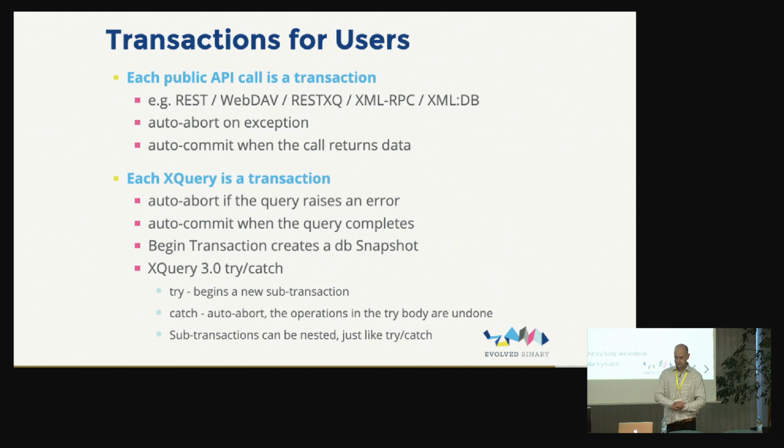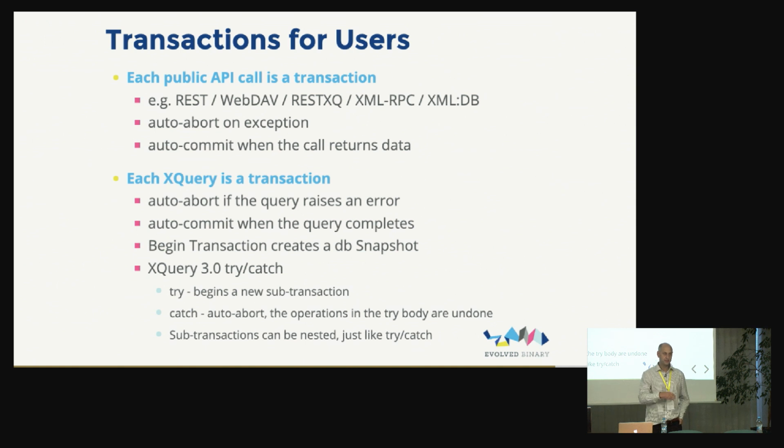And then we thought, well, we have this facility for sub-transactions, and they're kind of fun. How can we expose those to the XQuery user? And we realized that try-catch from XQuery 3 is quite a natural fit for this. So when you start a try block, it begins a sub-transaction. So if you throw an error inside your try block, it only aborts the operations that you performed inside the try block, and falls back to the catch block.